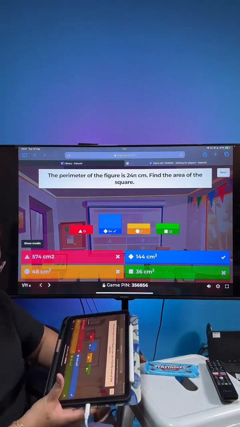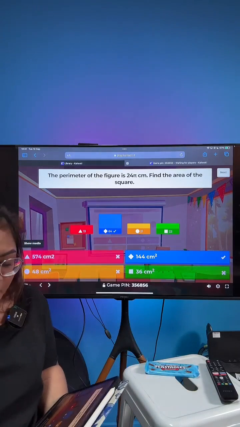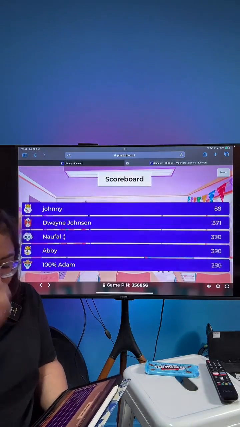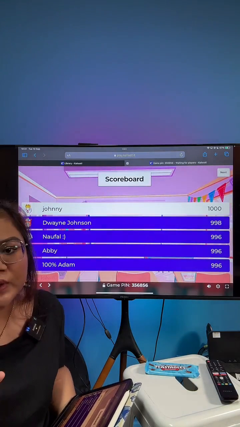356856. Okay, so let's take a look at why the answer is 144 cm square. Again, this appeared in the Temasek Prelim paper in 2023.